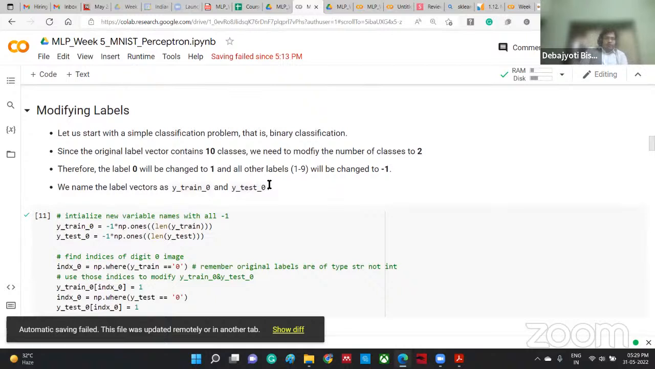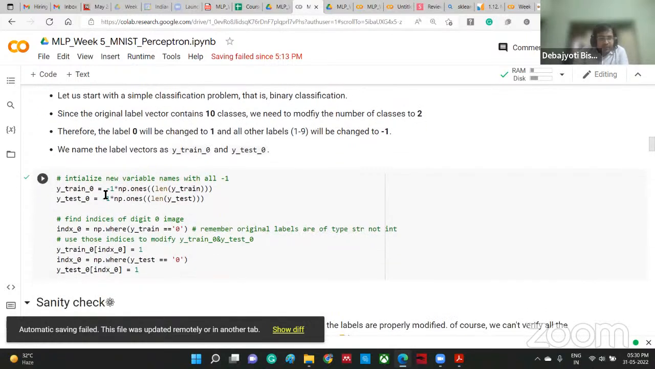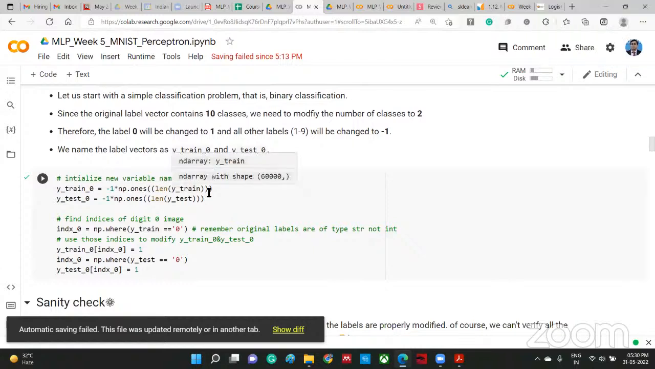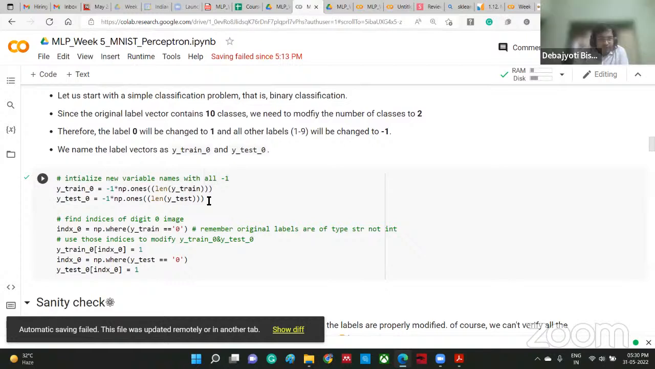So what are y train 0 and y test 0? These are the label vectors. Now we are initializing the variable names. Y train 0 equals -1 times numpy ones of the y train length. And y test 0 is -1 times numpy ones of the y test length. Fine. Then we are finding the indices of digit 0 images.